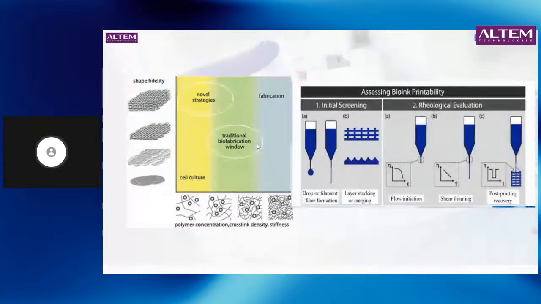So when you're assessing the bioink printability, you have initial screening where you would check for maybe a droplet or a filament or a fiber formation. You'll also try to see if you're printing many layers together, how will it hold it. That becomes a very important point in terms of initial screening of printability. The next point comes down to the rheological factors. So rheological evaluation would be flow initiation, shear thinning studies, post printing recovery.